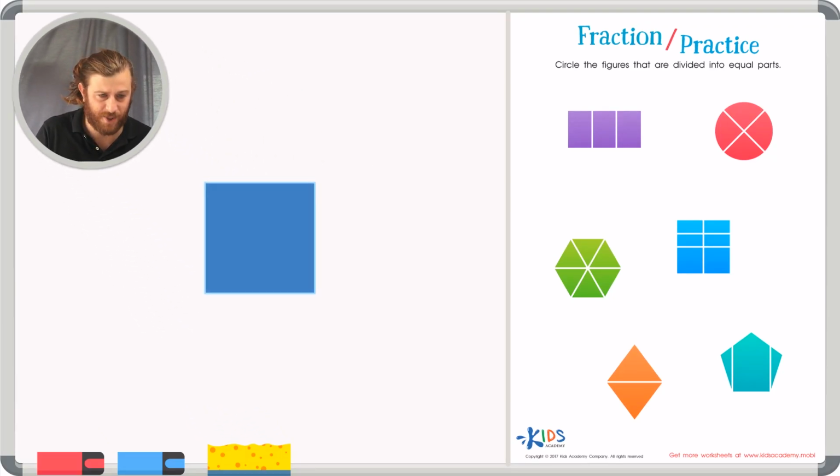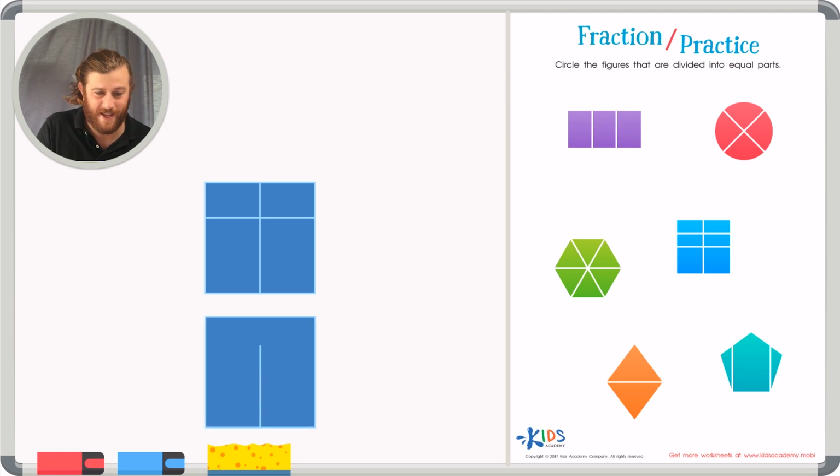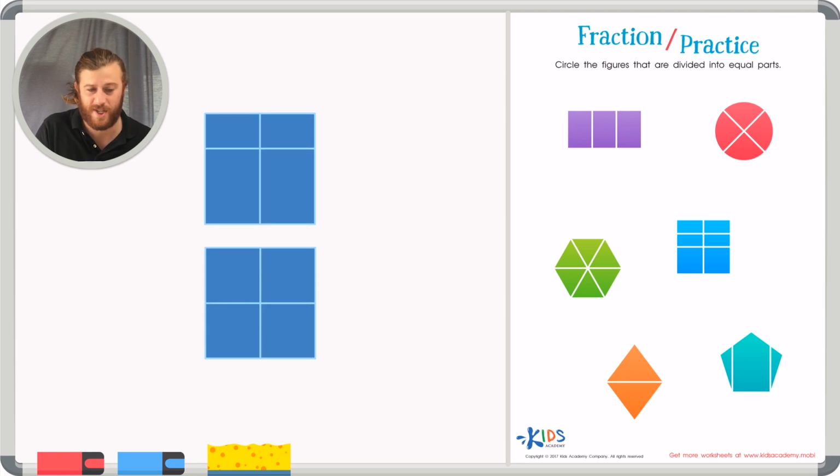Here I have a square. I want to cut my square into 4 equal parts. Do those look like 4 equal parts? These 2 pieces are way bigger than these 2 pieces. Let's try that one more time. If I took a square and wanted to cut it into 4 equal parts, I have to cut it in half equally vertically and in half equally horizontally to give me 1, 2, 3, 4 equal parts.